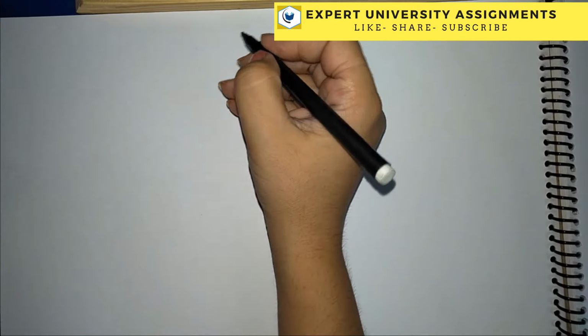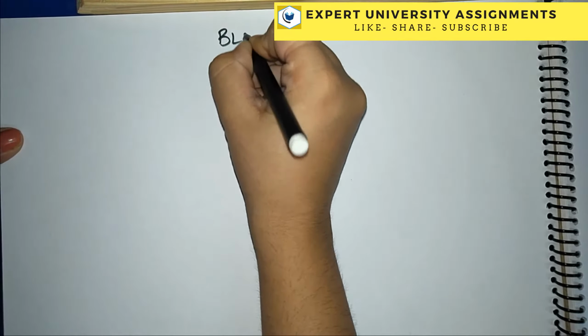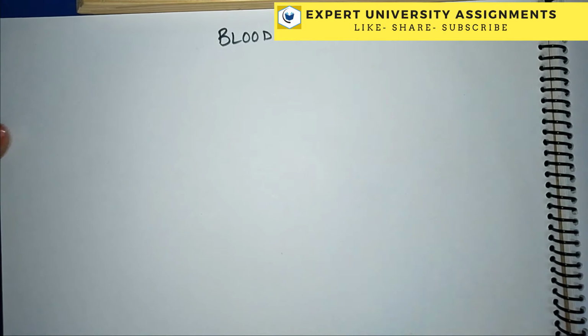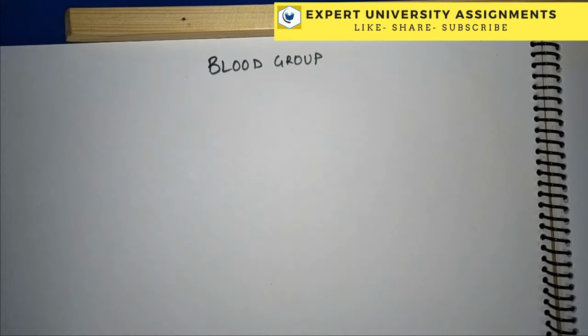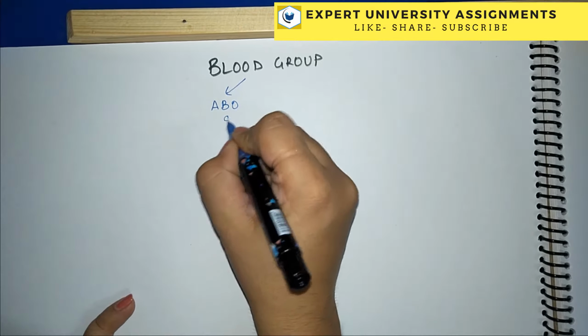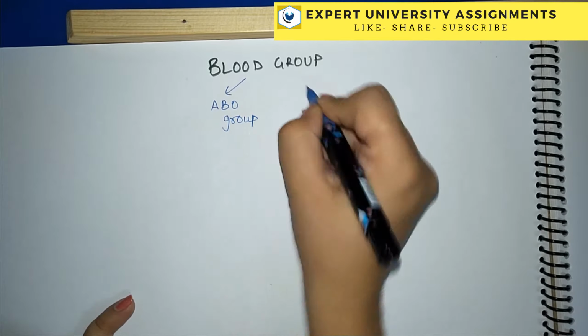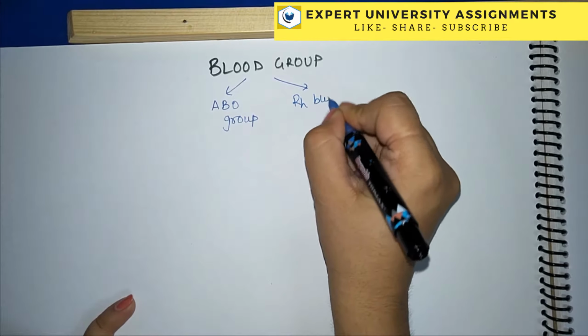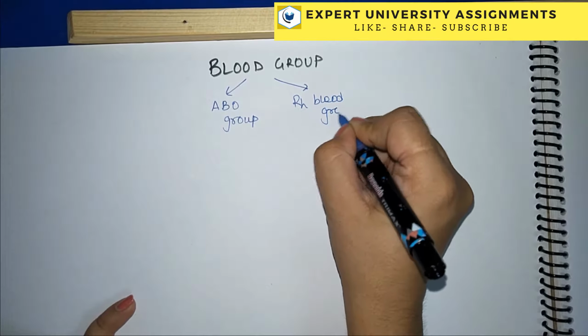Okay, so today I'm going to start talking about blood group system. And about the blood group system, I'll be focusing more on the ABO blood group system in today's lecture. And later on in the next lecture, I'll be talking about the RH blood group system.